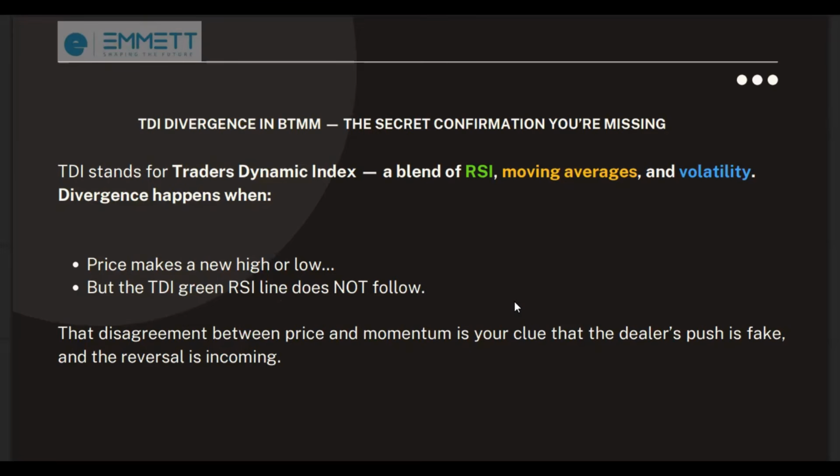Now, divergence is a situation where price makes a high or a low, in case the trend is bearish, but the TDI green RSI line does not follow or does not make that particular high or low. That means it's lagging, or it's not agreeing with the price. That specific disagreement between price and momentum is your clue that the dealer's push is fake, and that, in other words, means a reversal is coming.